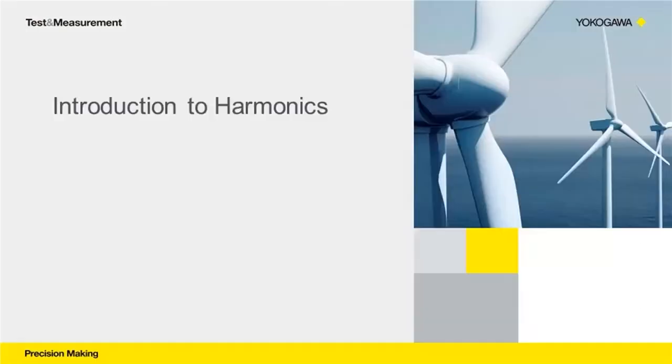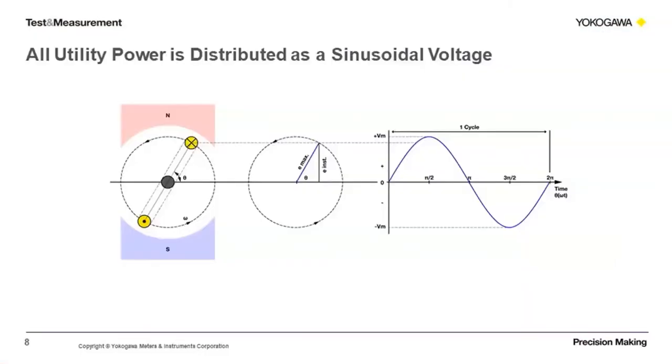Harmonics are present in our electrical systems, and we will spend some time understanding what they are and where they come from. A good place to start is from our source of power, our utilities. All utility power is distributed as a sinusoidal voltage. Let's review how we get a sinusoidal shape.